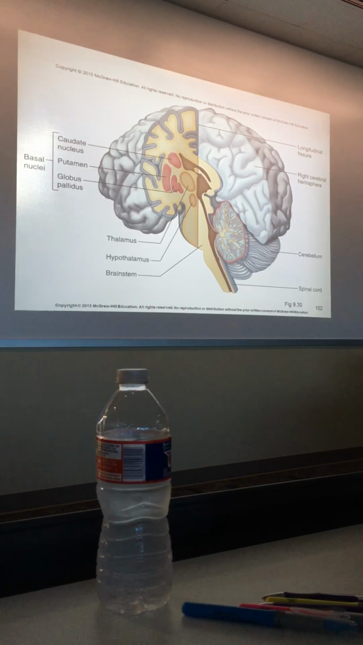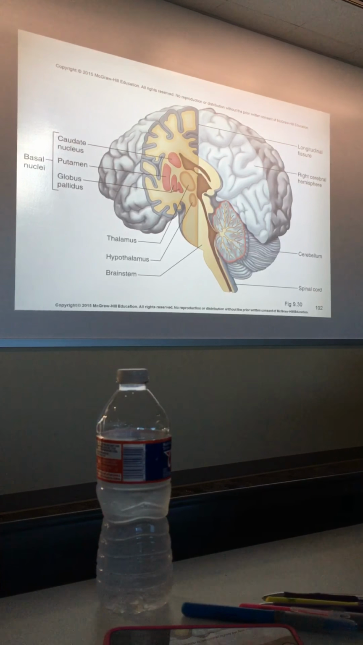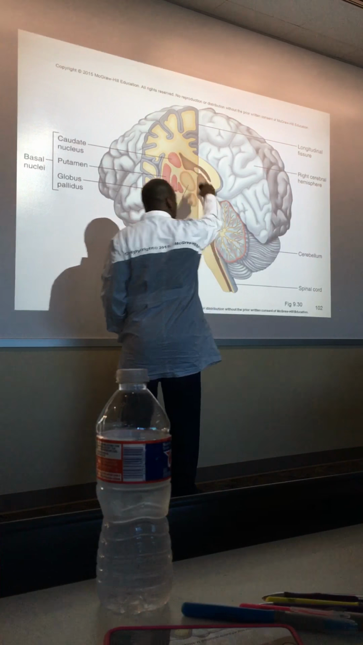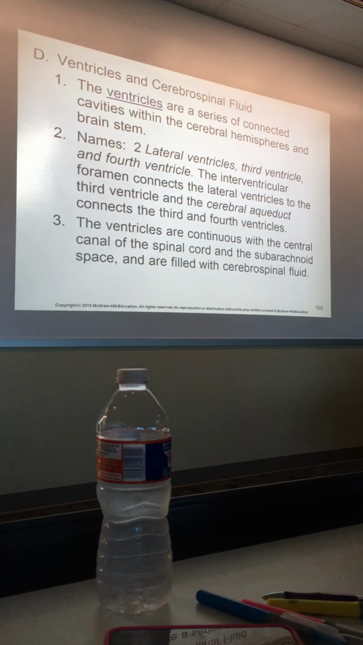Here's the cool thing. There's really 5 lobes. There's a frontal lobe. There's a parietal lobe. There's a temporal lobe. There's an occipital lobe. And then the 5th lobe is the insula. The insula is that main area that they're talking about right here. When they start talking about the basal nuclei, that's the inside. That's that 5th lobe, really.